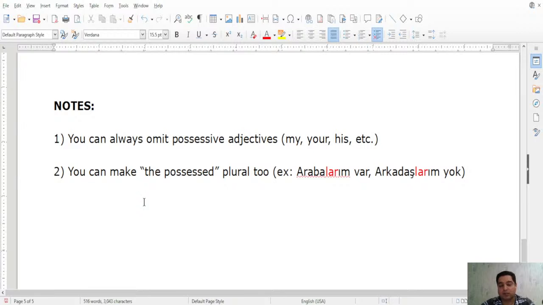Okay? For example, you can say evlerimiz yok. We don't have houses. You see? Evler is plural here, evler. And you just add imiz. It is possessive structure, right? İmiz yok. We don't have houses. Bizim evlerimiz yok. Evlerimiz yok.